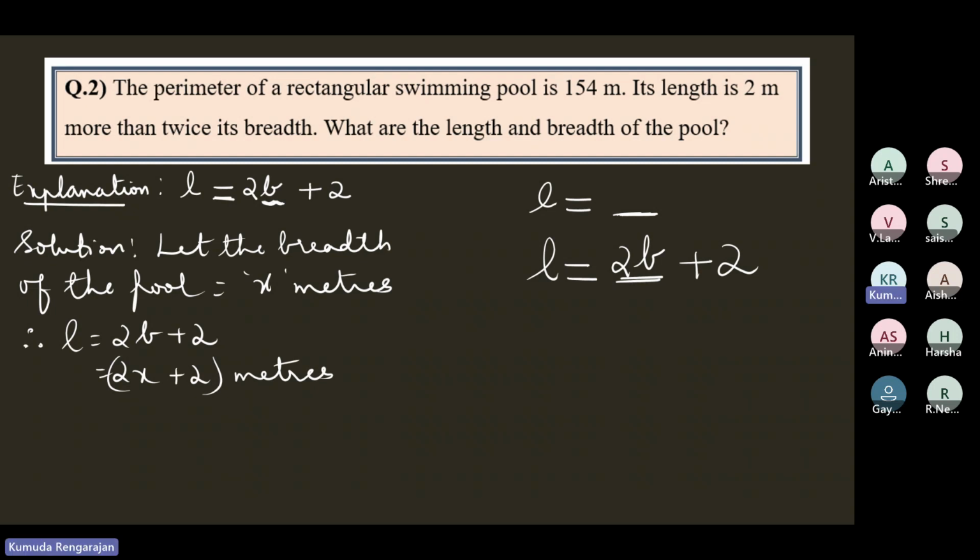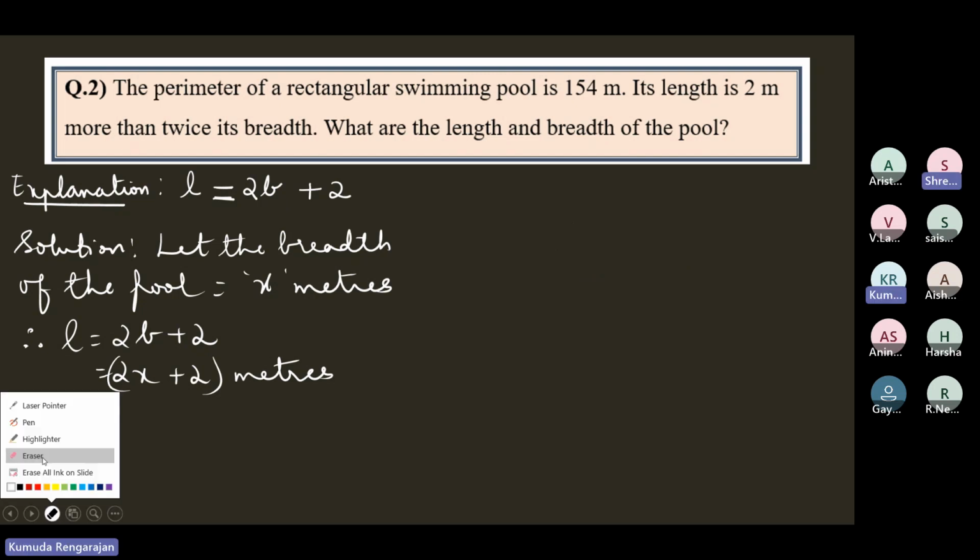Am I clear, children? If you assume the breadth of the swimming pool as x meters, then the length will be 2x, because breadth you've assumed as x. So 2x plus 2 is the length. Am I clear, children? Yes, ma'am, you're clear.